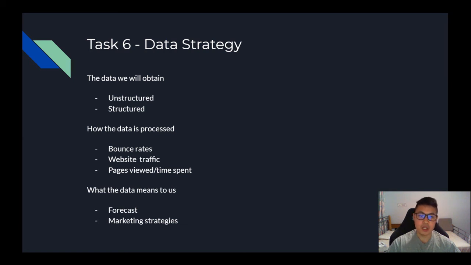As for pages viewed and time spent on it, it allows us to know how long consumers are spending on our website, as well as how many pages they're going through and what they're browsing on our website. It shows what products they're interested in, which helps us target, advertise, and personalize their shopping experience. What this means for us is that we can forecast potential trends as well as potential customer behavior, as well as help implement our marketing strategies towards specific consumers or target markets as a whole.